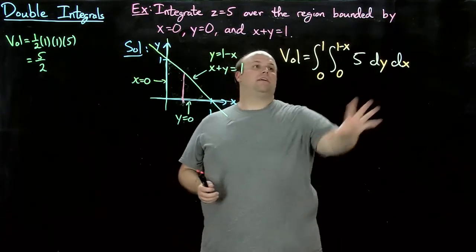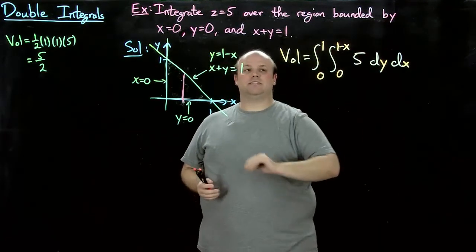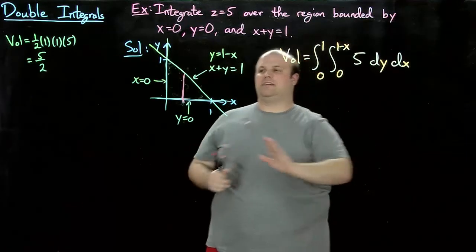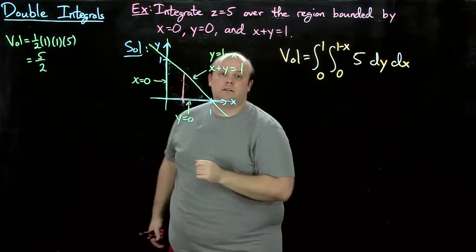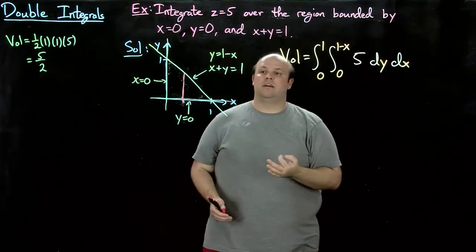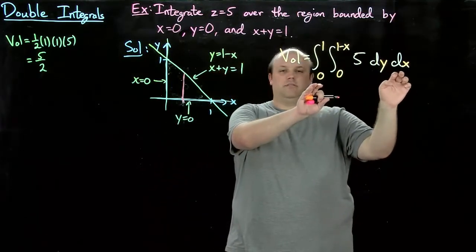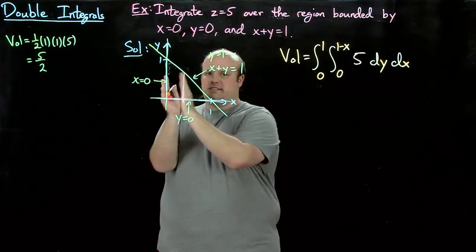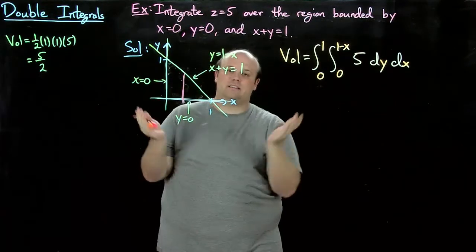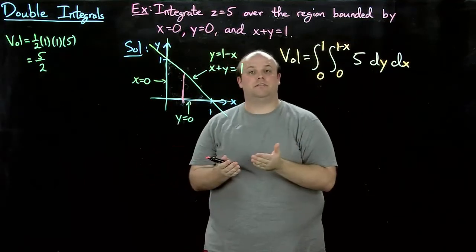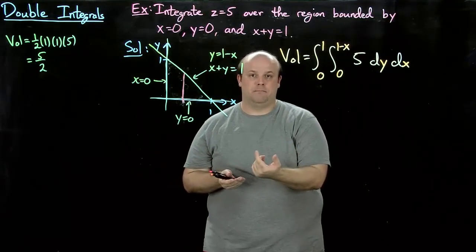Or if you want to think of it more geometrically, doing this first integral is giving you the area of the little slice of the triangular prism. And then the second integral, the dx integral, is stacking all those little slices next to each other to make up the prism, and then the integral binds all those together and gives you a volume.